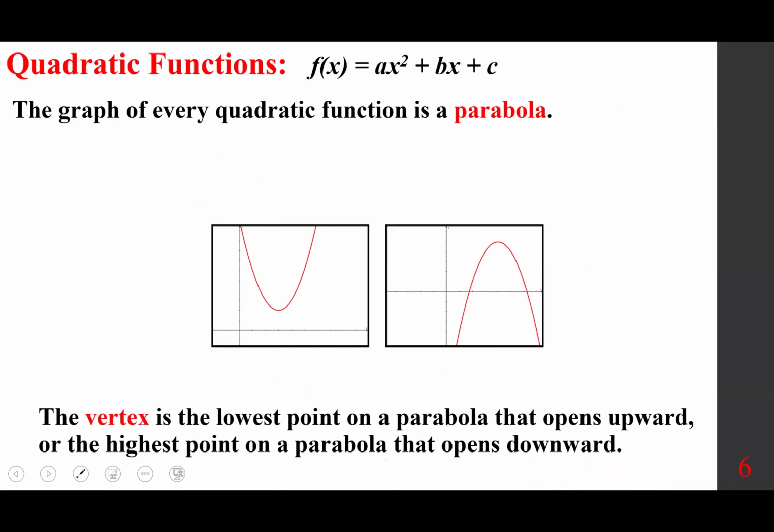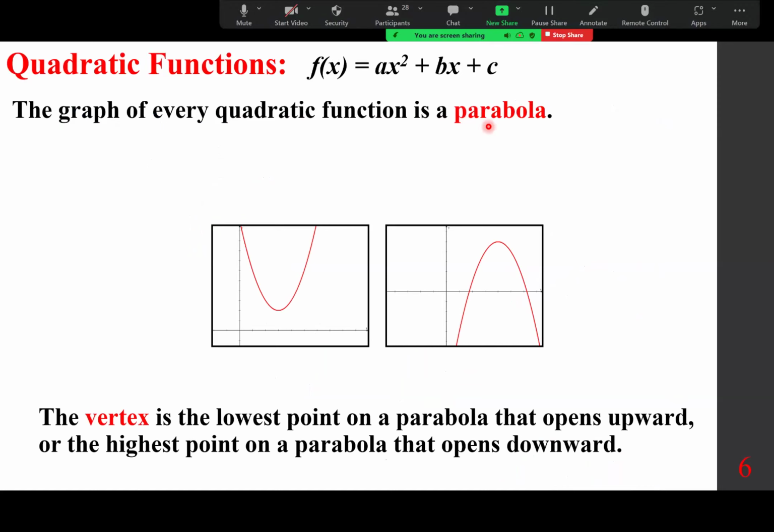So f of x, ax squared plus bx plus c, the graph of every quadratic function is a parabola. It opens up or opens down. The vertex is the lowest point on a parabola that opens up, or the highest point on a parabola that opens downward.